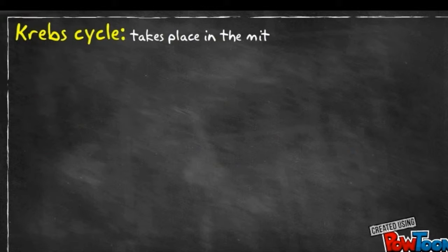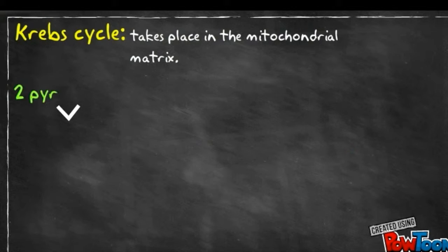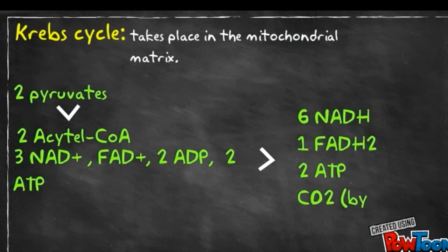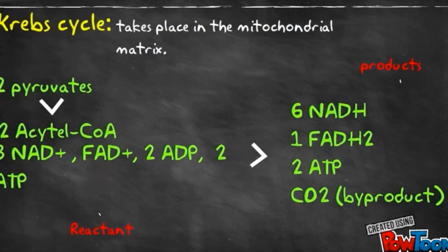The next part of cellular respiration is the Krebs cycle. The Krebs cycle, also called the citric acid cycle, completes the breakdown of glucose. The two pyruvates from glycolysis are then turned into 2 acetyl-CoA. Each acetyl-CoA can be made into 1 FADH2, 3 NADH, and a couple ATP. The Krebs cycle takes place in the mitochondrial matrix. Acetyl-CoA, NAD+, ATP, and FAD+ go into this process, and out comes NADH, FADH2, and ATP.